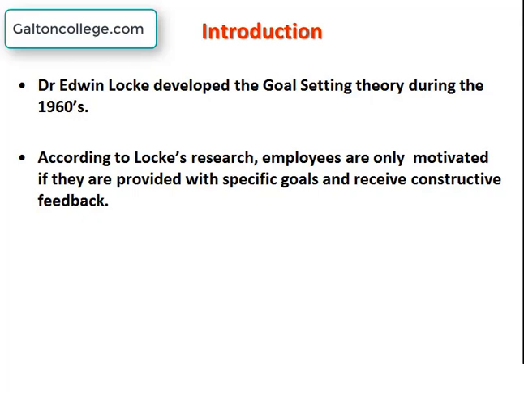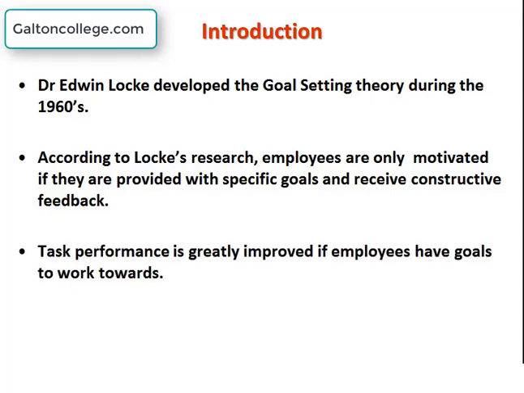According to Locke's research, employees are only motivated if they are provided with specific goals and receive constructive feedback. So motivation depends on the workers, on the employees having specific goals and also receiving constructive feedback. That's what enables motivation to take place. That's what motivates the workforce, according to Locke's researches. So the workers must have something to aim at, and if it goes wrong, they must have constructive help, constructive feedback in the form of help. If it goes right, they must be praised and they must get feedback talking about the experiences of achieving the goal.